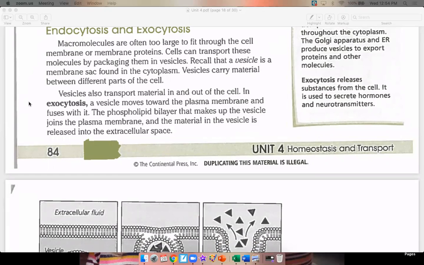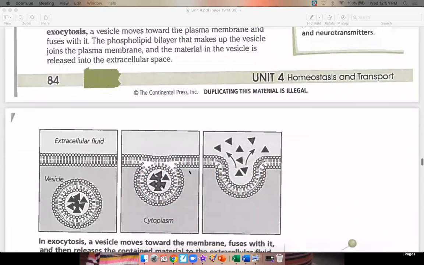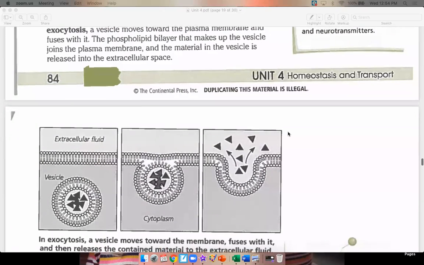In exocytosis, a vesicle moves toward the plasma membrane and fuses with it. The phospholipid bilayer is shown right here, down here. The vesicle fuses with the membrane and then opens up. The phospholipid bilayer that makes up the vesicle joins the plasma membrane, and the material in the vesicle is released into the extracellular space.